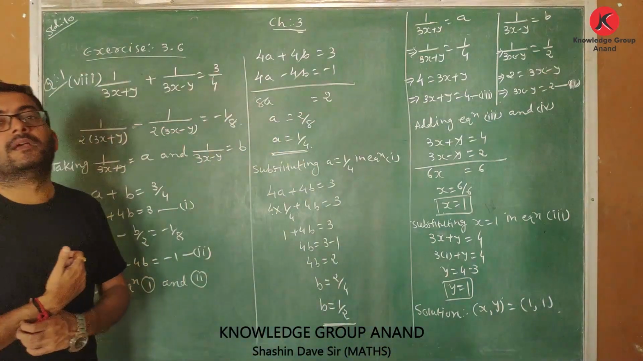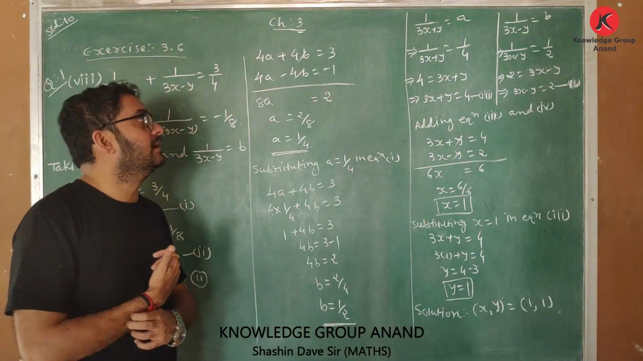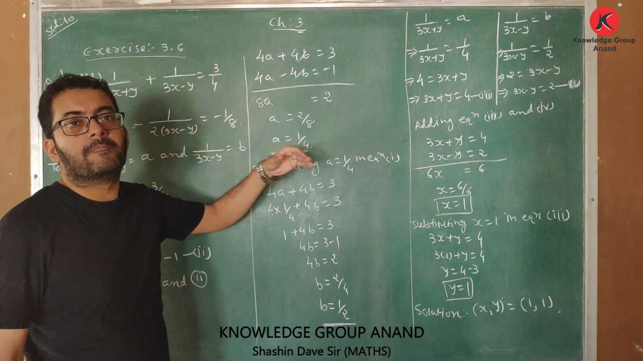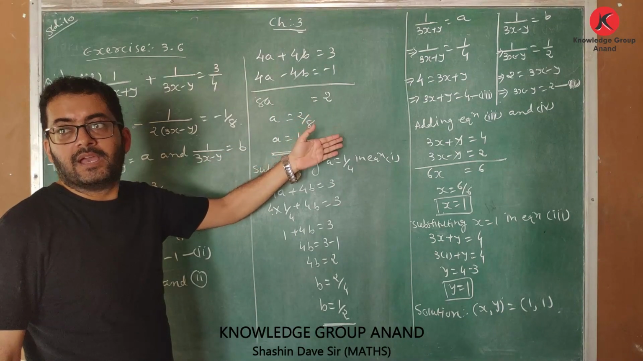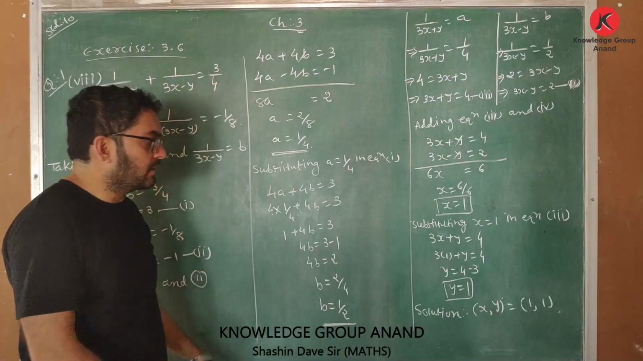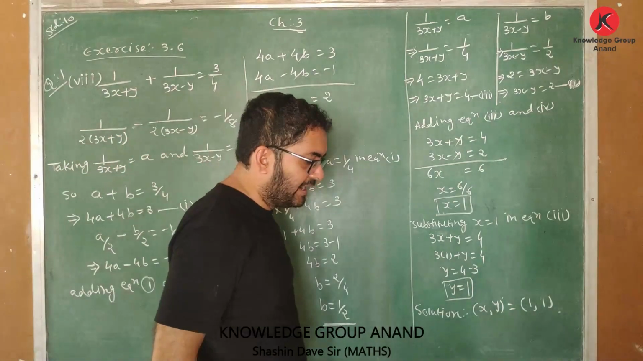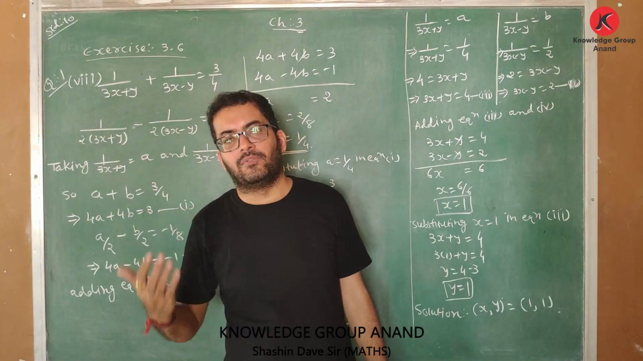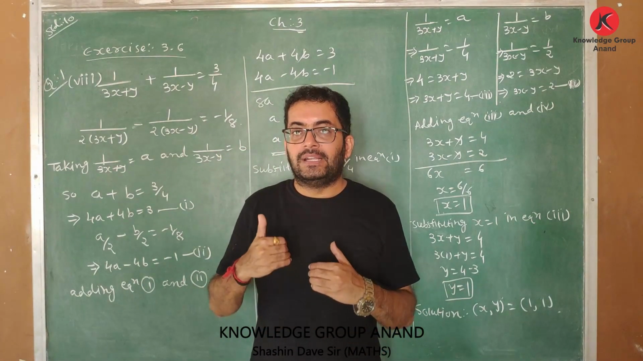So now after getting the equations in linear form, in simpler form, without any fractions, I used the elimination method. When I used the elimination method, I got b eliminated over here and I got the value of a. After getting the value of a, I put that value in either of the equations and got the value of b. After getting the values of a and b, to get the values of x and y, we will go to the assumption part.